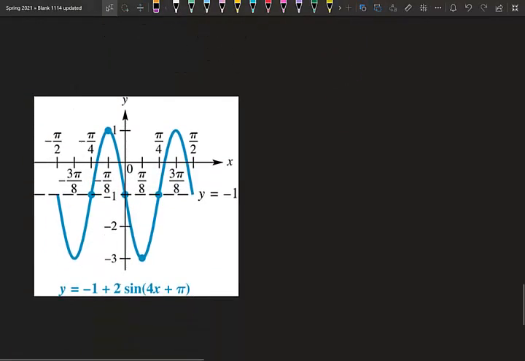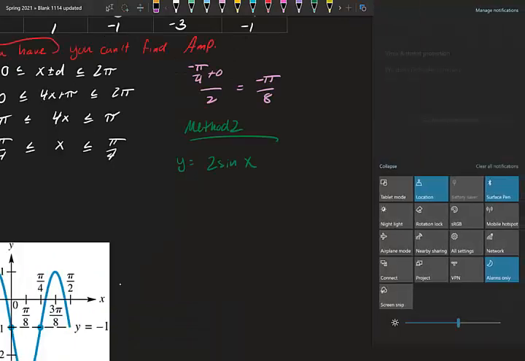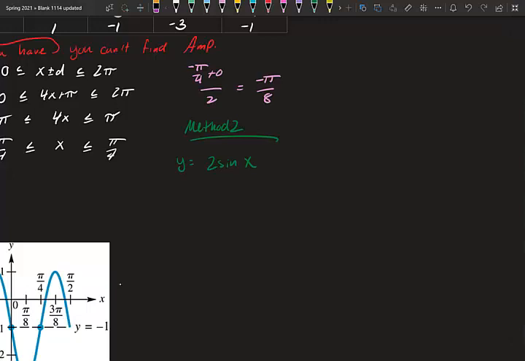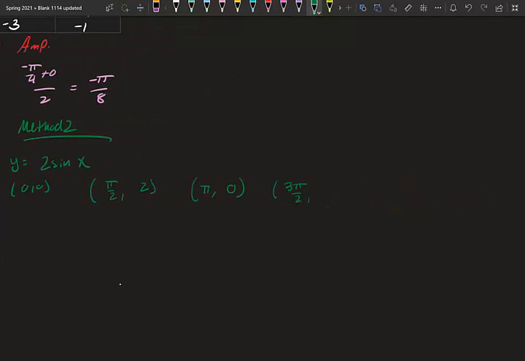Below, that's our graph. For method 2, we're going to start off with y equals 2 sine x. So basically nothing with it. Just take all the extra fluff out and only use the amplitude. When we do that, we get points (0, 0), (pi over 2, 2), (pi, 0), (3 pi over 2, -2), and then (2 pi, 0).